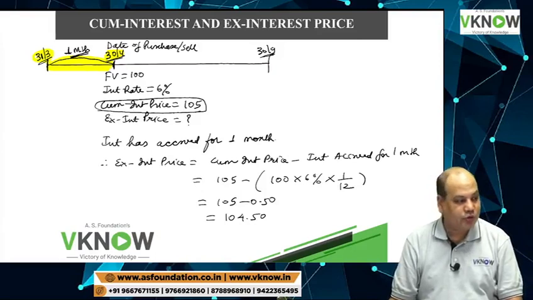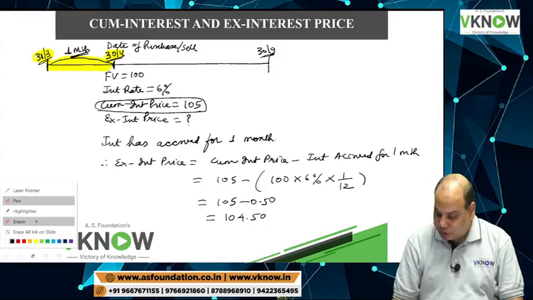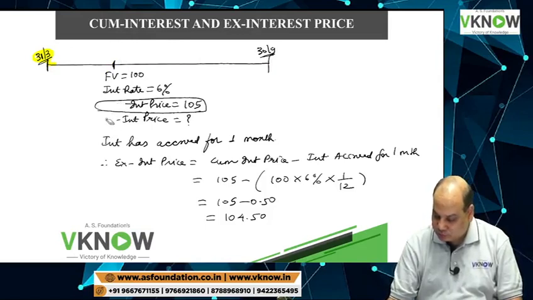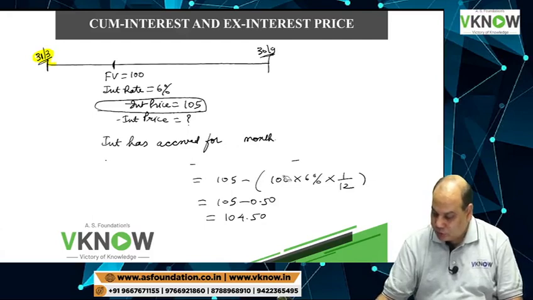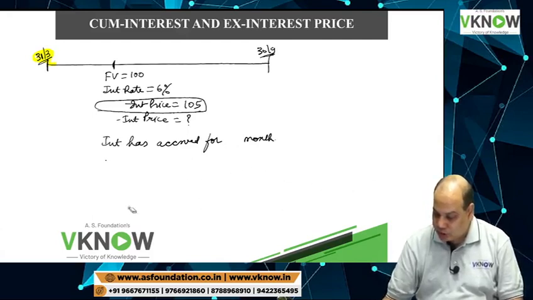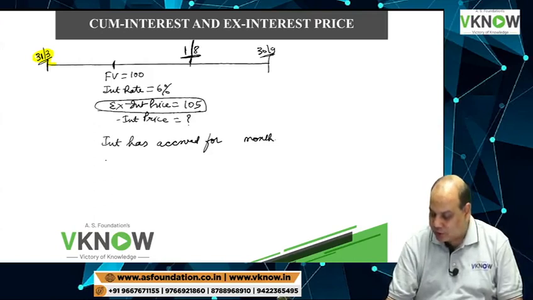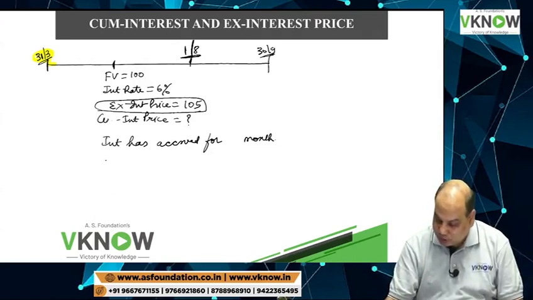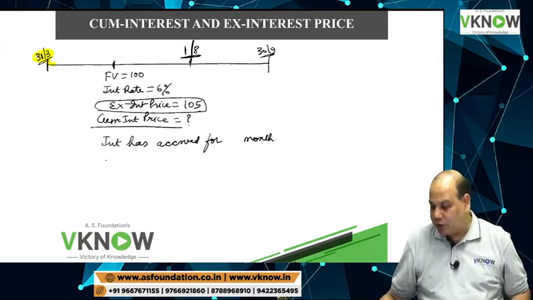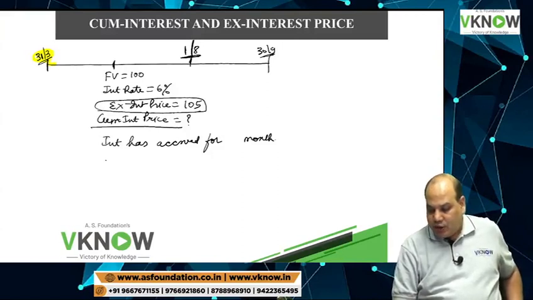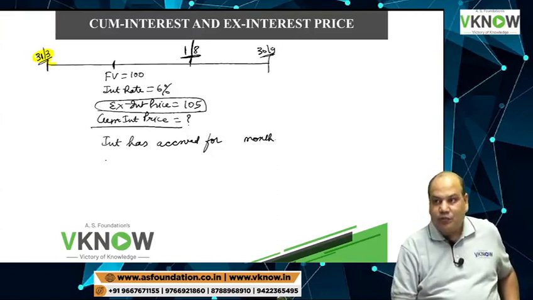Okay? Have you understood? Okay, we will try one more time. One more chance. So now you assume same situation. The transaction took place on, let us say, 1st August. And I am giving you ex-interest price 105. Find out the cum-interest price. Face value 100 rupees. Interest rate is 6%. Ex-interest price 105. Cum-interest price?